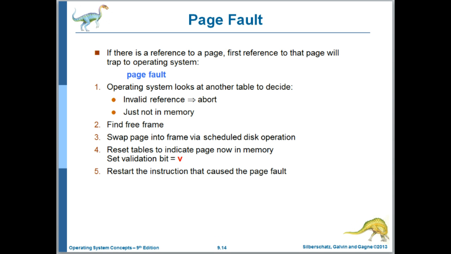So when a page is not in memory and a reference is made to it, we incur what's known as a page fault. The operating system determines whether the page fault is because of an invalid reference or simply because the page isn't in memory. Assuming that it's the latter, the operating system has to find a free frame. Of course it maintains a list of free frames, but if that list is empty, then we have to find a victim page, as it's known, to page out in order to free up a frame. Then the page has to be swapped into the frame that was located, the page table updated, and the instruction that caused the page fault has to be restarted.